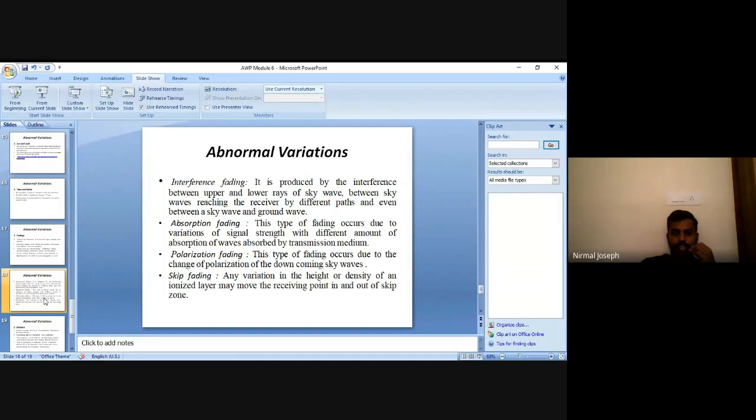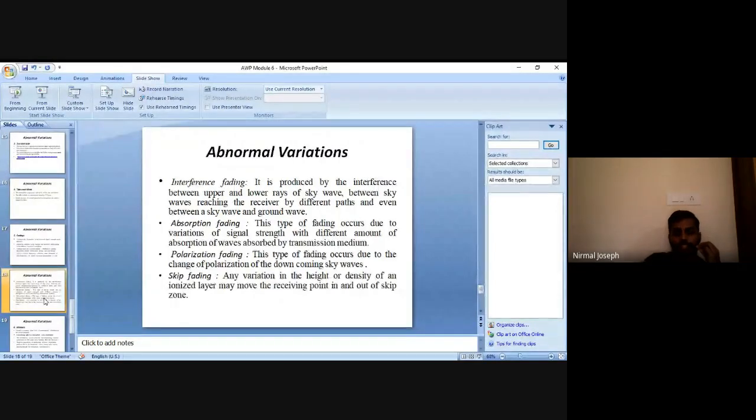The next one is skip fading. That is, any variation in the height or density of an ionized layer may move the receiving point in and out of the skip zone. Yesterday you might have noticed what a skip zone is. If a particular wave is traveling to a larger height than expected, then the skip zone will compress. If the wave is not traveling to the expected height, then the skip zone will increase. This can happen due to abnormal variations in the ionosphere.